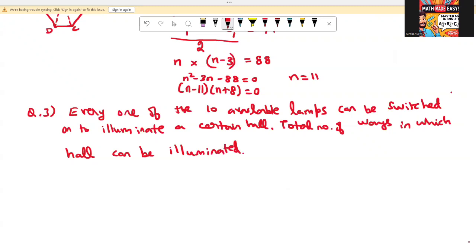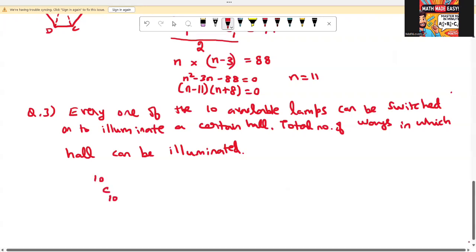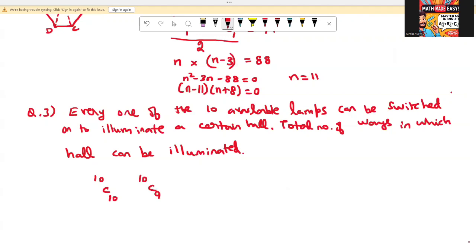So there are 10 lamps. So you can actually switch on all the 10 lamps. So that will be 10C10. You have 10 available lamps and all the 10 can be switched on. Or out of the 10 lamps, you can choose just 9. Or of the 10 lamps, you can just choose 8. Of 10 lamps, you can just choose 7. So like that, this goes on 10C6, 10C5, 10C4, 10C3, 10C2, 10C1.